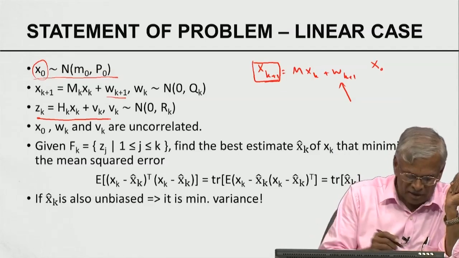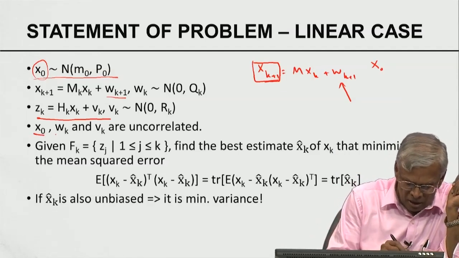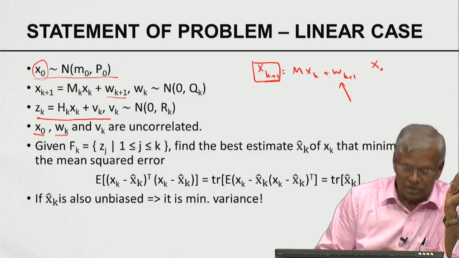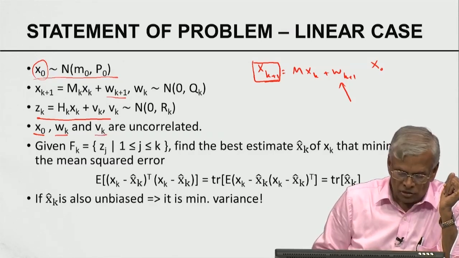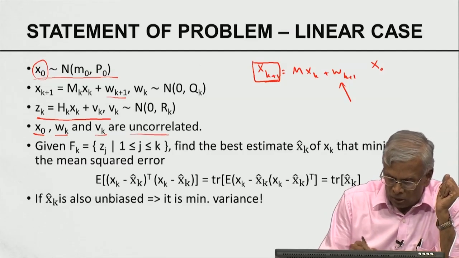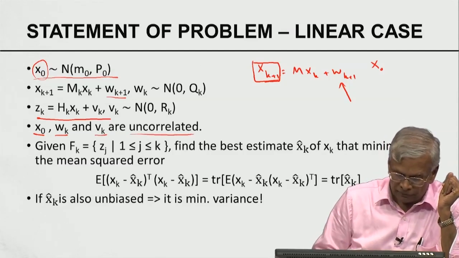So there are three sources of randomness. Initial condition is random. Model forcing is random. The observation noise is random. We are going to assume that all three noises are uncorrelated.